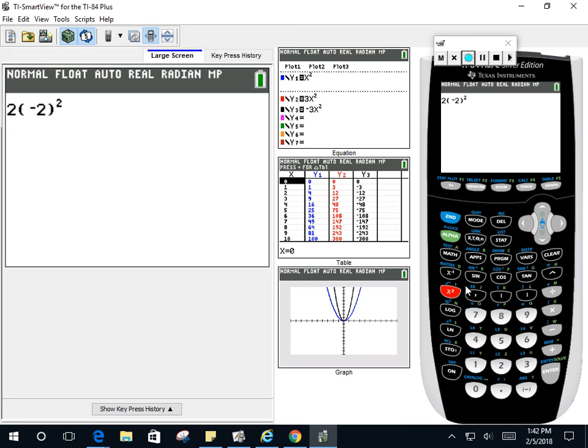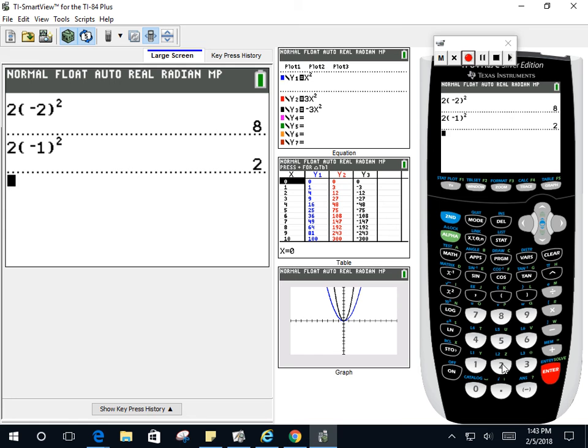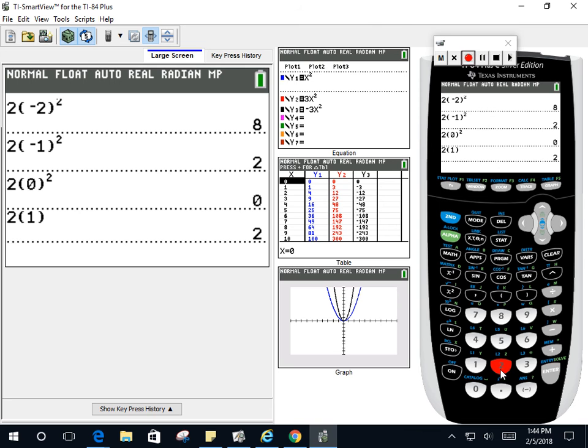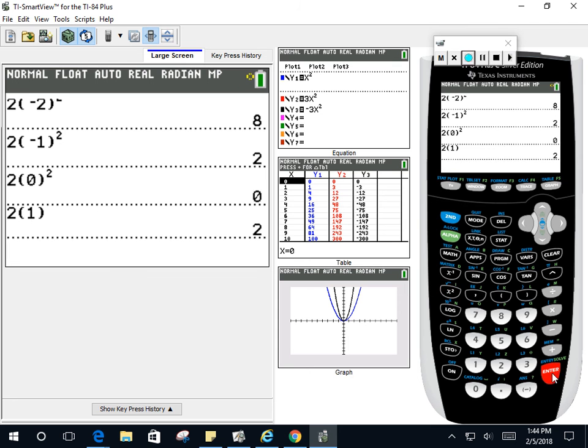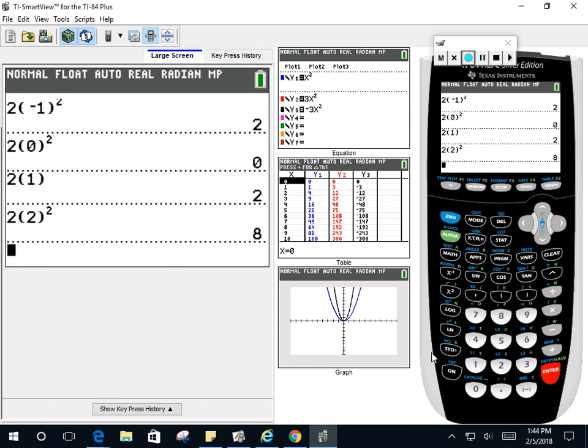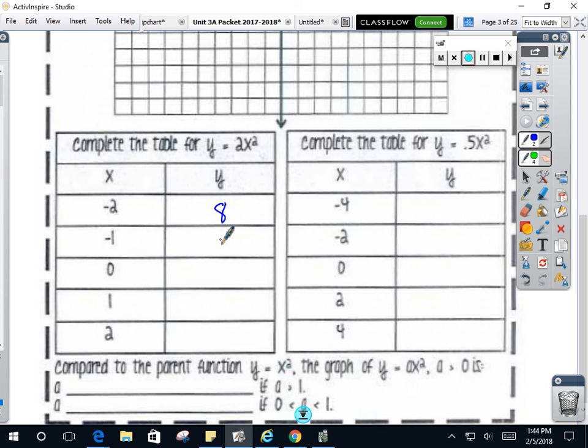2 times x, but this time the x is what? Negative 1. And then we're going to square it and we get 2. Then we're going to type in the next one. 2 times 0 squared is 0. Then we'll type in the next one. 2 times 1 squared is 2. And then 2 times 2 squared is 8. So your numbers should be 8, 2, 0, 2, and 8.